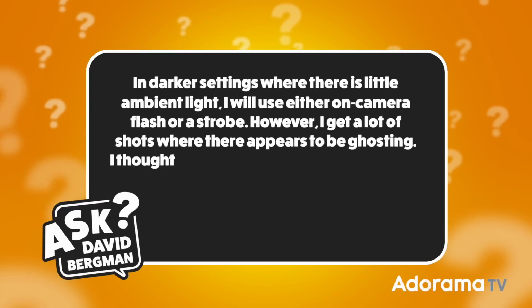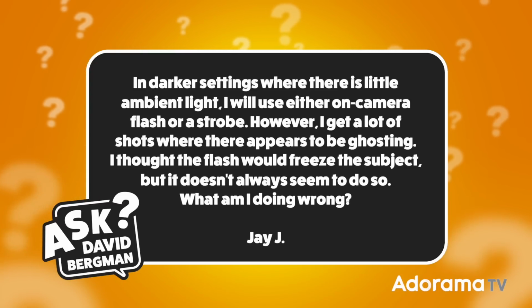And today I got a good question sent in by JJ. I swear that's his name. First name J, last name starts with J. So JJ, thanks for sending in this question, and he wants to know, in darker settings where there's little ambient light, I will use either on-camera flash or a strobe. However, I get a lot of shots where there appears to be ghosting. I thought the flash would freeze the subject, but it doesn't always seem to do so. What am I doing wrong?